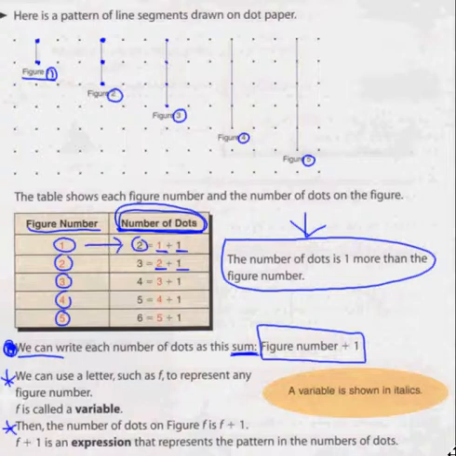So we're looking at the figure number, and we're looking at the number of dots, and we're getting some patterns. And we can represent that pattern with this expression, F plus 1. And remember, the F in this case represents a figure number.